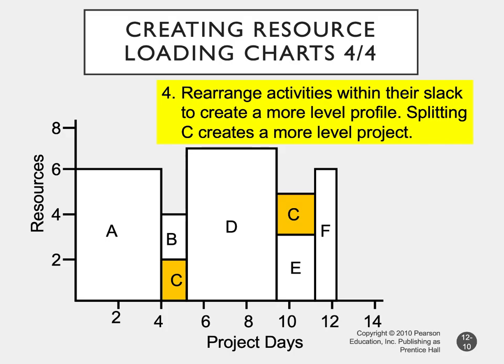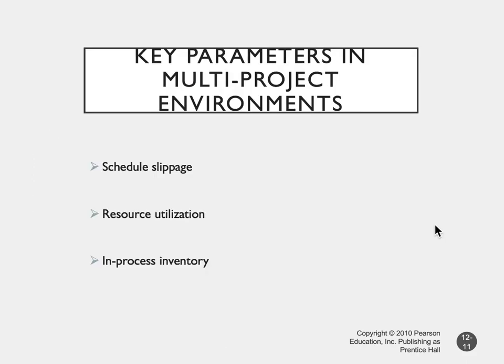So what are the parameters that we need to think about in a multi-project environment? They include slippage in schedule, visualizing resources, technically optimizing what you have, and in-process inventory.